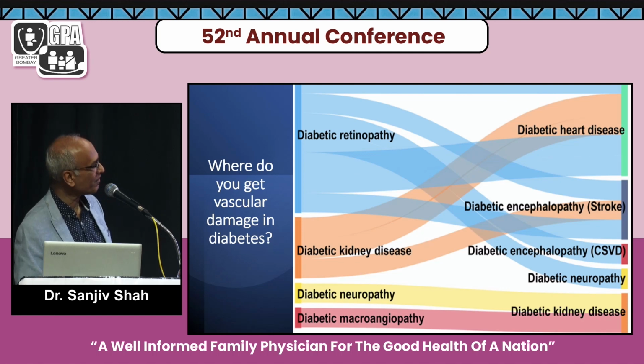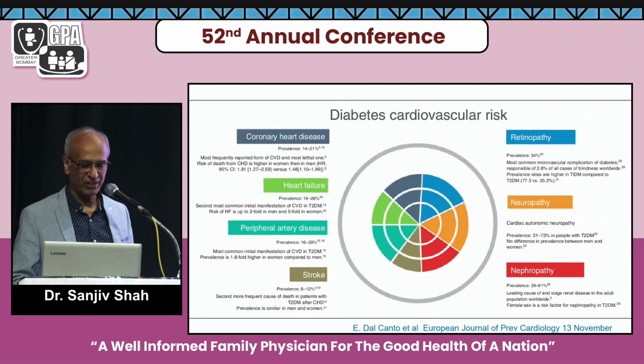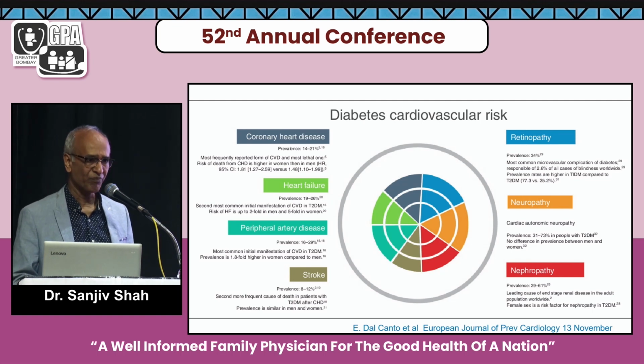So where do you get vascular damage in diabetics? Practically all the tissues and all the complications. The prevalence rate is like this: coronary heart disease, heart failure, peripheral, stroke. Percentage is written on all. This is European Journal of Preventive Cardiology: retinopathy, neuropathy and nephropathy. Everything is vascular in diabetic people.